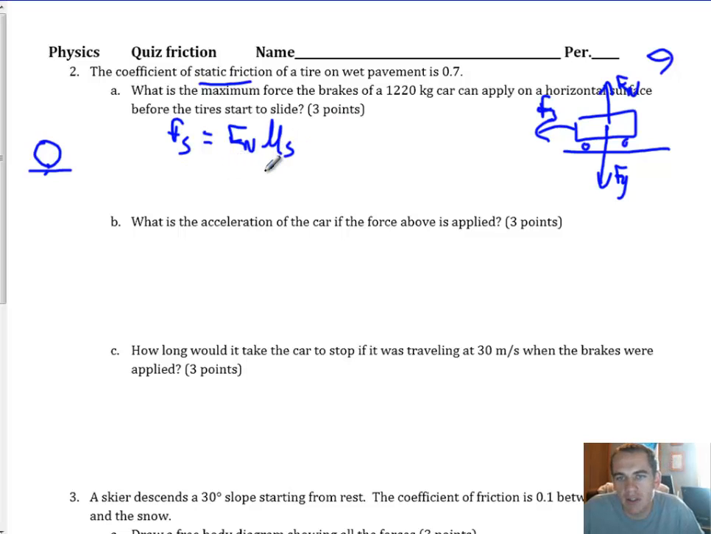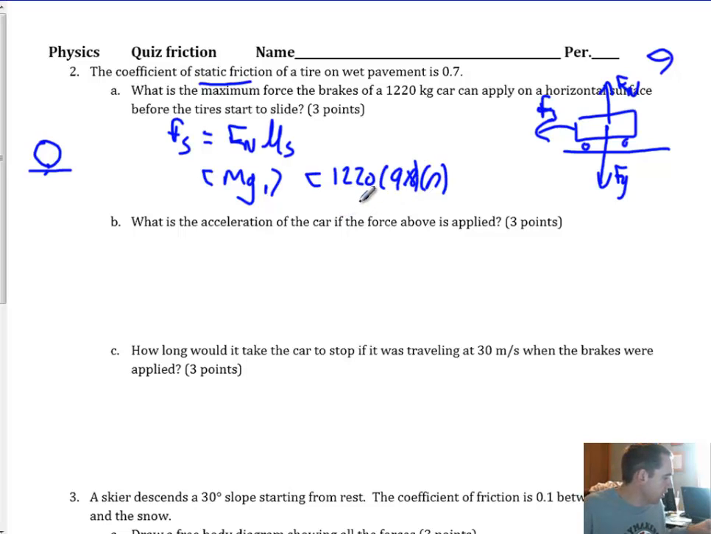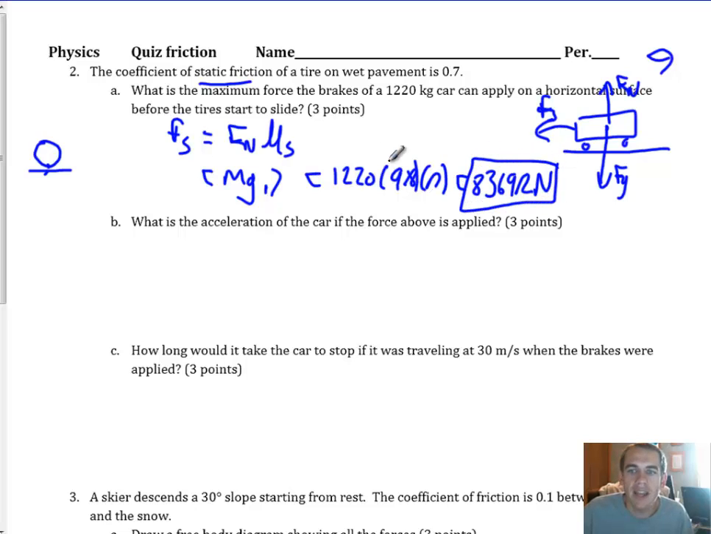So the maximum force the brakes of a 1,220 kilogram car can apply, well, that's just equal to the normal force, which is going to be mg, since this is horizontal, times the coefficient of friction, 0.7. And so I'm going to take 1,220 times 9.8 times 0.7, and I'll have my answer. 8,369.2 newtons. If we go with more force than that, the tires are going to lock up because there's not enough friction to keep the tires from sliding, and then the car will skid instead of come to a nice stop.